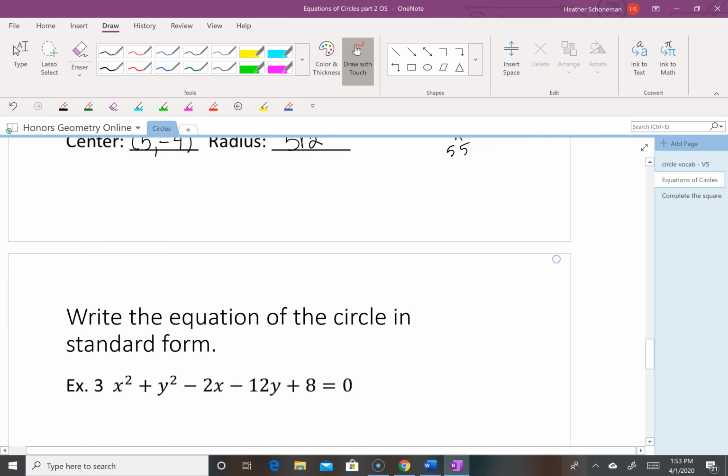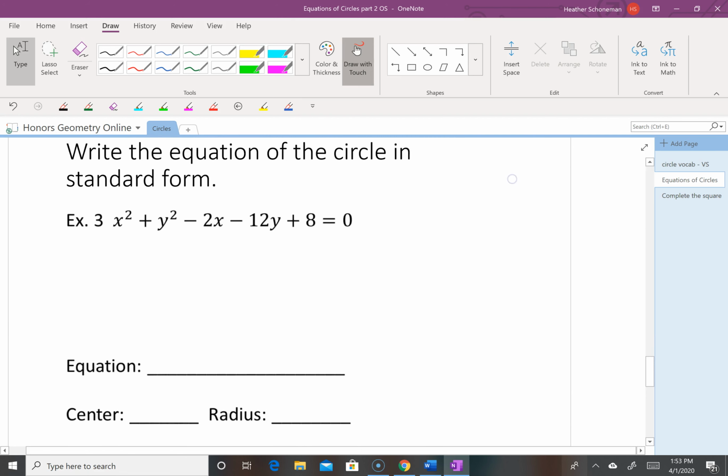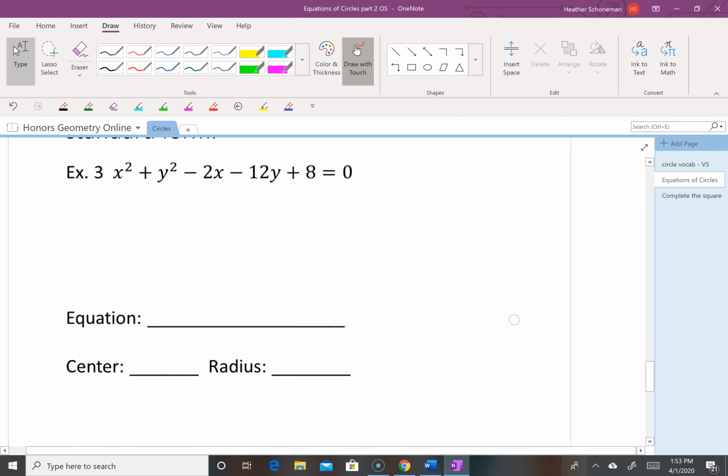Two more we're going to look at. Number 3. Don't forget, you can always pause the video and write something down. You don't have to try and keep up. I know it's not realistic when you don't have the notes in front of you.